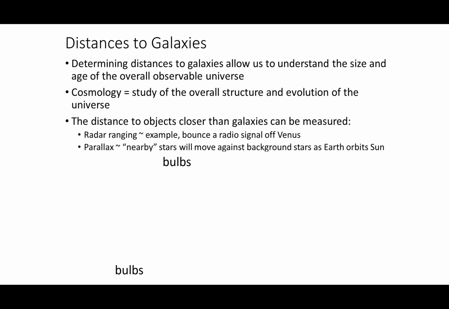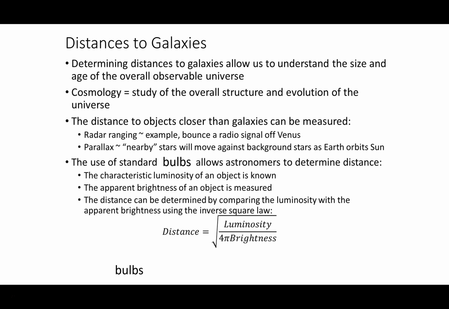Parallax, this is a little bit farther out. We said you can use parallax, a star moving against background stars as the Earth orbits the sun, to get a sense for the distance to the star.